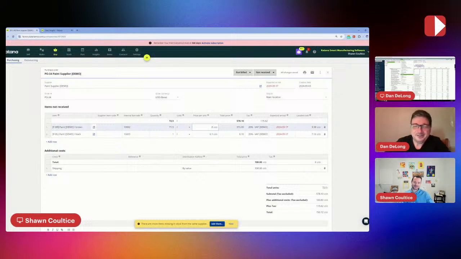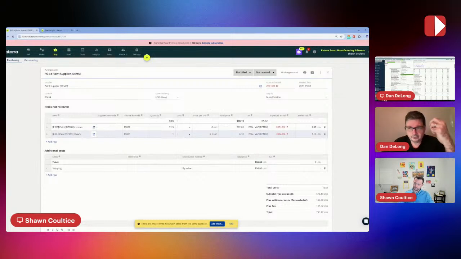Right. So anyways, you have $8 here, but it actually is going to be put into my inventory at $9.38. Same with this black paint, which was $6.10, is now $7.16. And so that's the actual cost that goes into my inventory: my purchase price plus any additional costs equals my landed cost. Now with Katana, in setting up the landed cost, is that just a check mark?